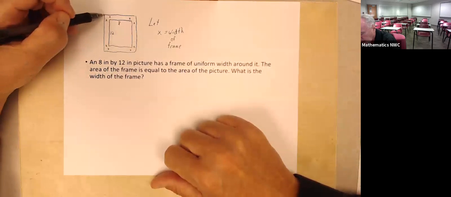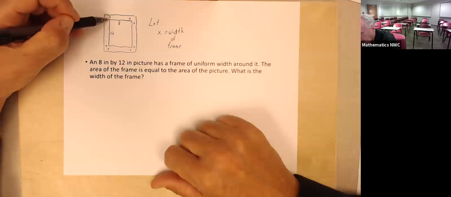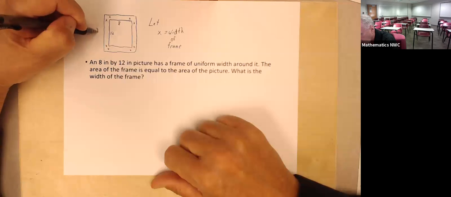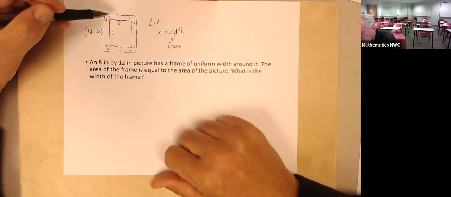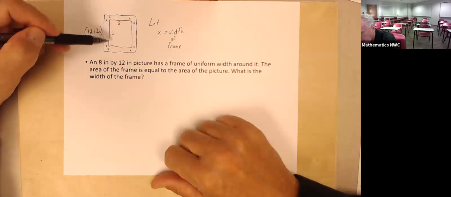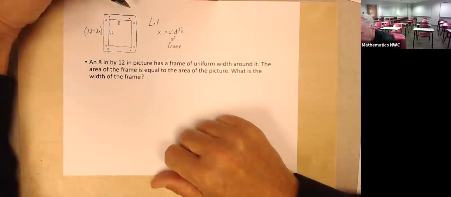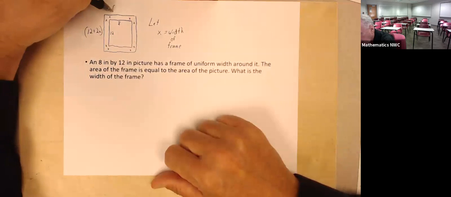That means that the length of this picture frame, I've got an X here and an X here, so this length is 12 plus 2X. That's crucial that you see that. I got 1X right there, and I got 1X right there. So there's 2 X's on top of the 12. The width, it's 8 from here to here, but then I have 1 more X there, 1 more X there. So that is going to be 8 plus 2X.